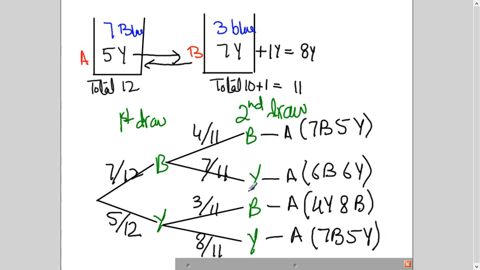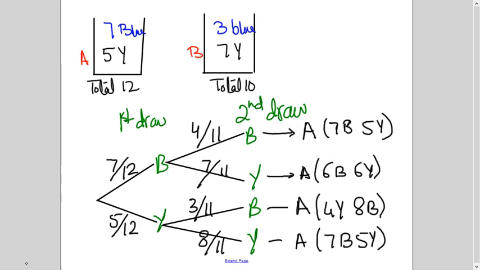So now this information is telling us the number of balls in box A at the end of the experiment. We drew from here, put it here, mixed it, and took one ball out and put it back here. So this is giving you the complete situation. Now let's answer the questions.